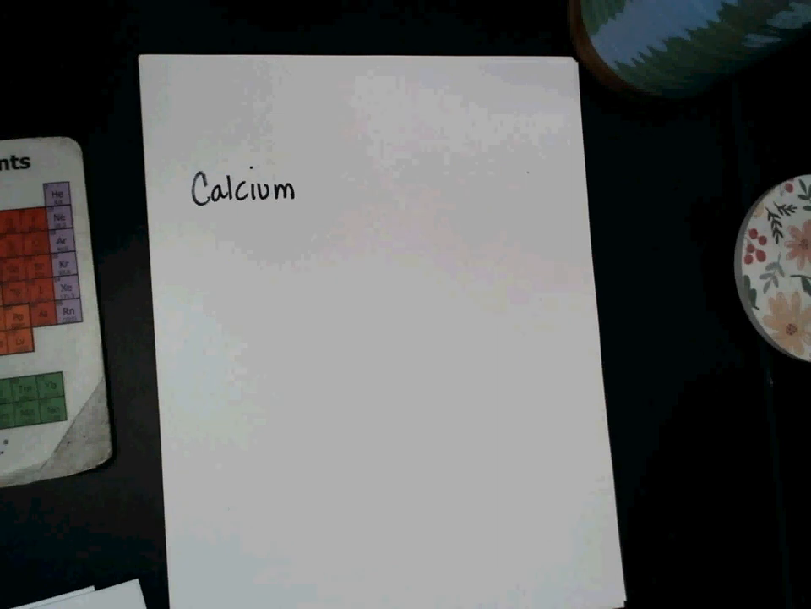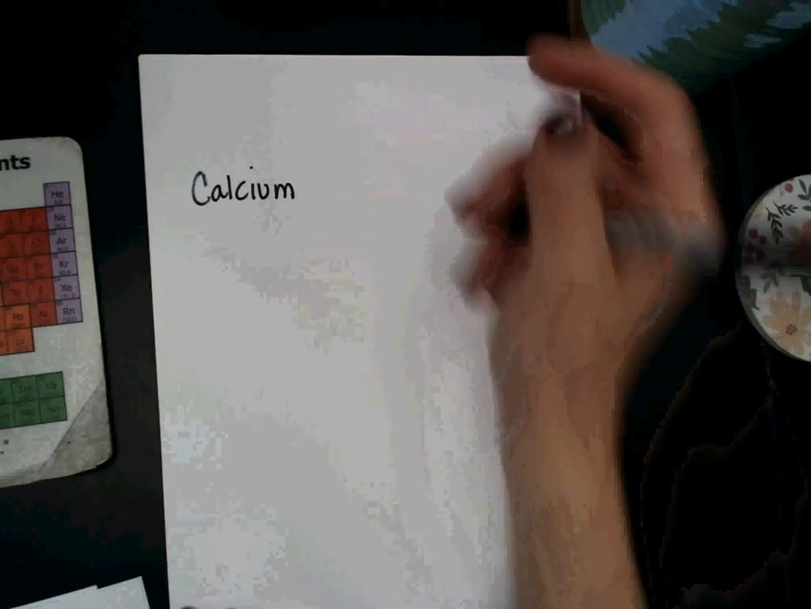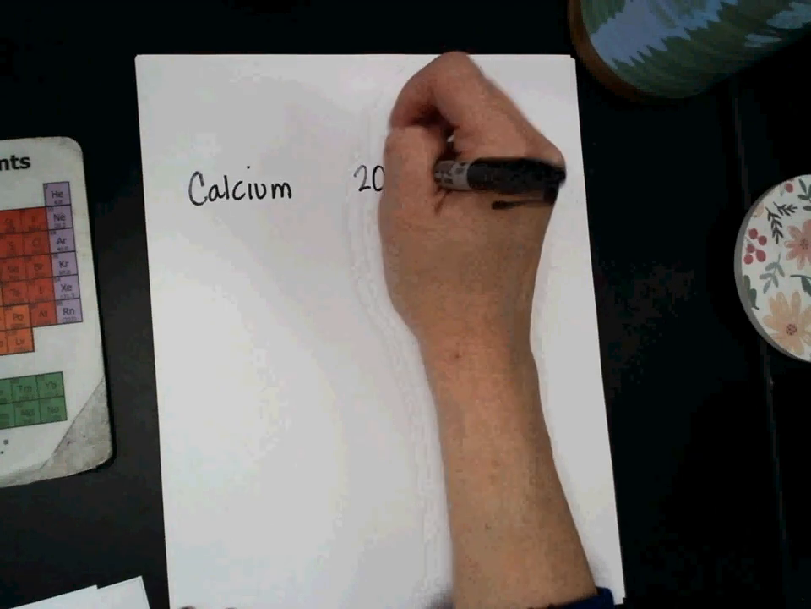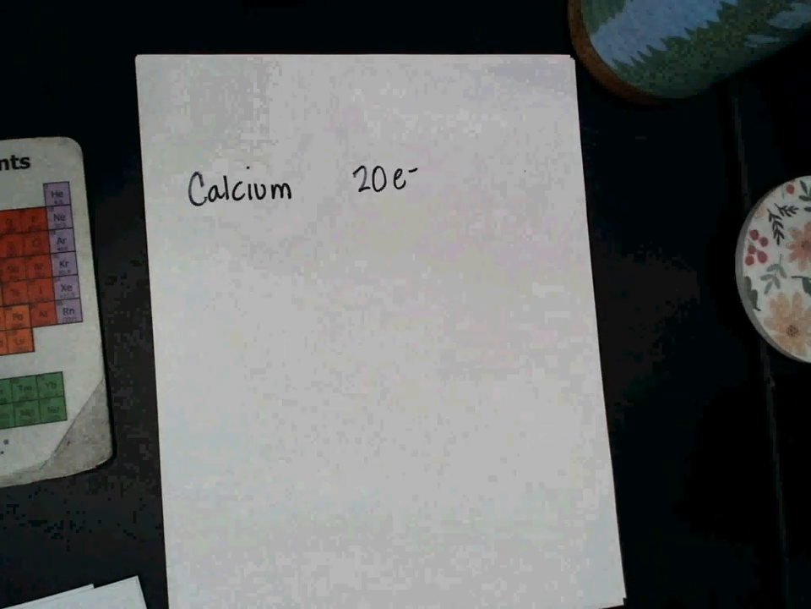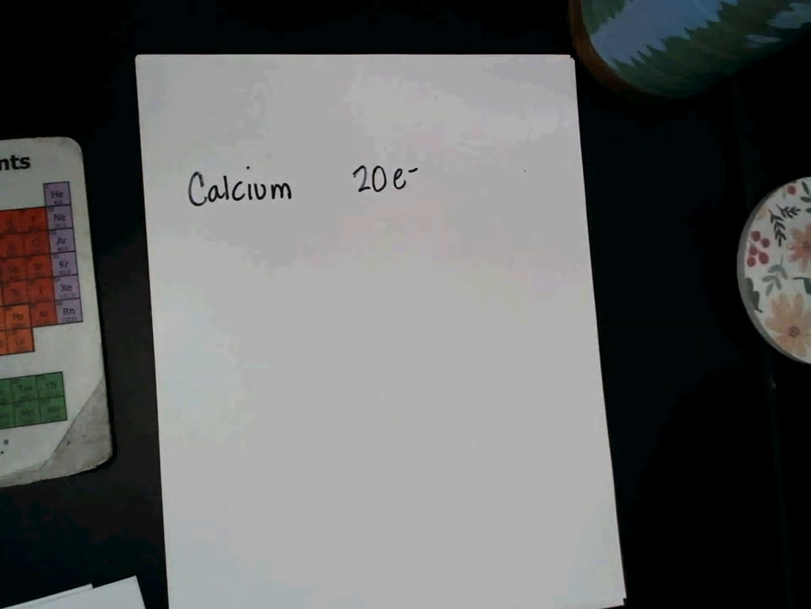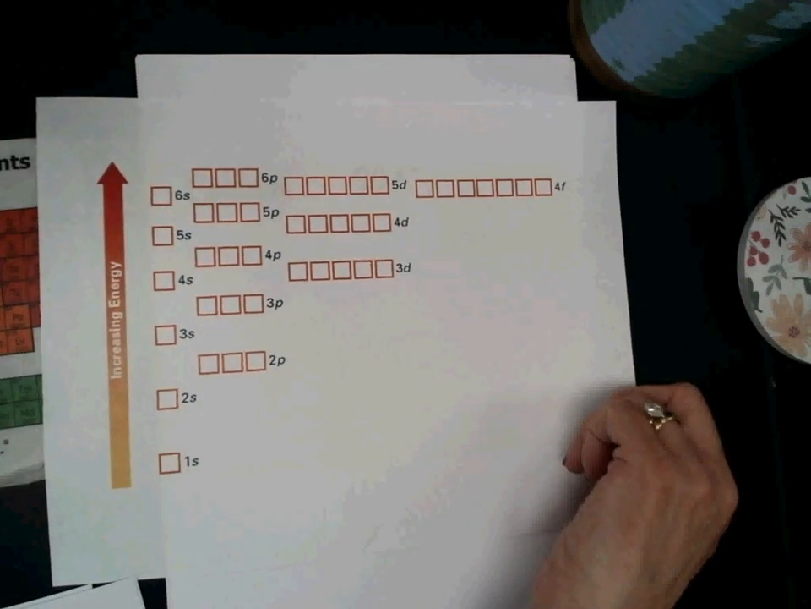Calcium. How many electrons does calcium have? What's its atomic number? You should all know that. 20. So it has 20 electrons. Try it. Follow your card.